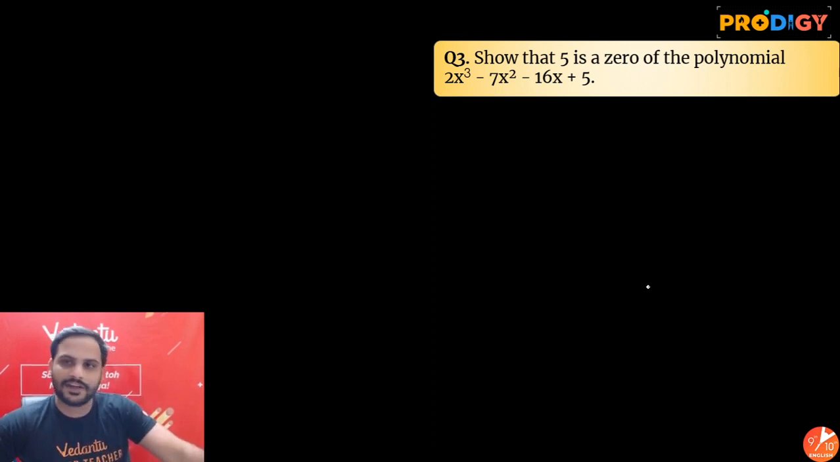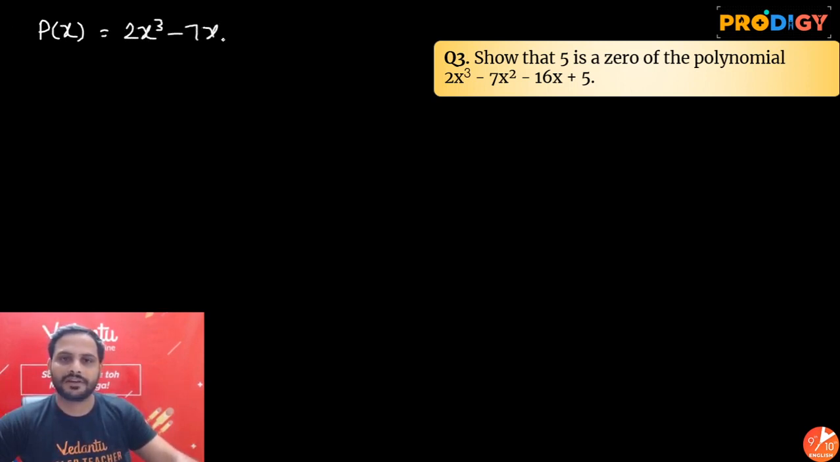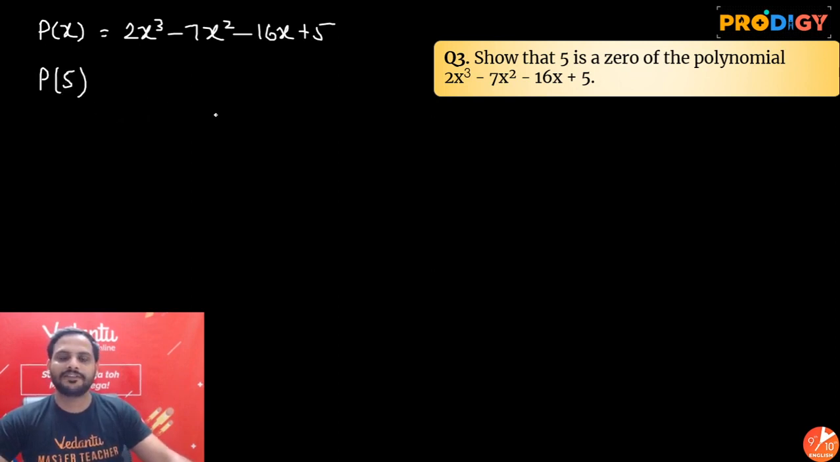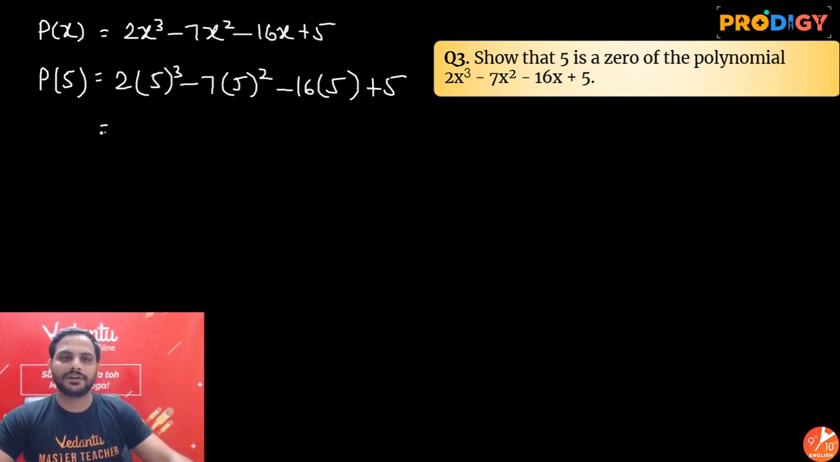Show that 5 is a 0 of this polynomial. Now look beta, if I have to show that 5 is a 0, suppose this is the polynomial p(x): 2x cube minus 7x square minus 16x plus 5. That means let's check the value of p at x equal to 5. So it will be 2 into 5 cube minus 7 into 5 square minus 16 into 5 plus 5.